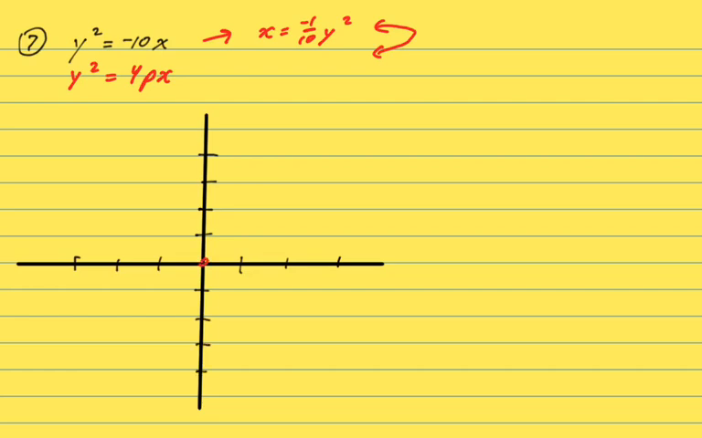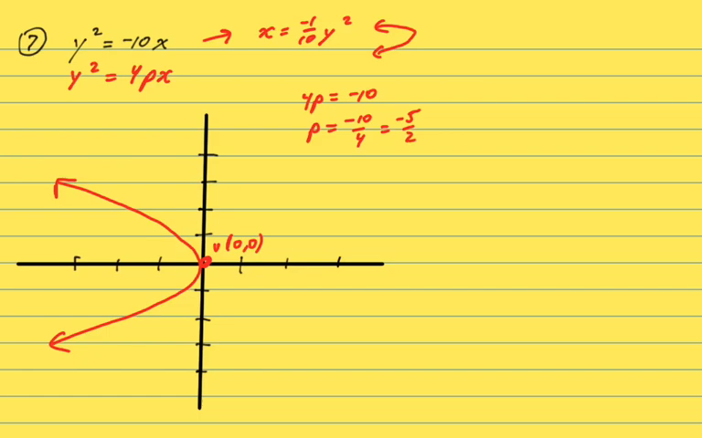I make my vertex at 0, 0. I know that this curve opens to the left. And now what does 4p equal here? -10, which means p equals -10/4, or -5/2.